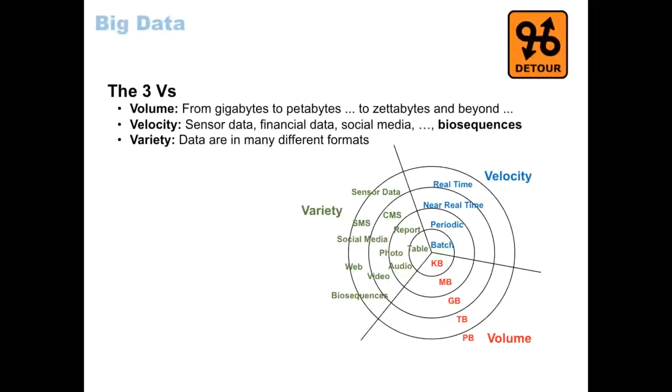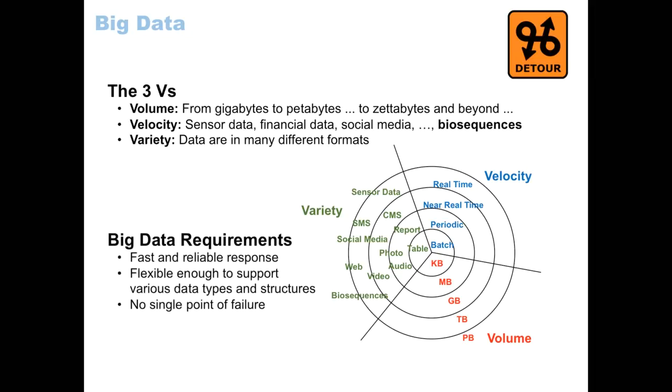So with big data, we talk about the 3 V's. Volume. We're moving from gigabytes to petabytes, and as the previous slide indicated, to zettabytes and beyond. Velocity: sensor data, financial data, social media, biosequences coming at us faster and faster all the time. And variety. Data are in many different formats, many different types of data, and the situation is only getting bigger and more complicated all the time.